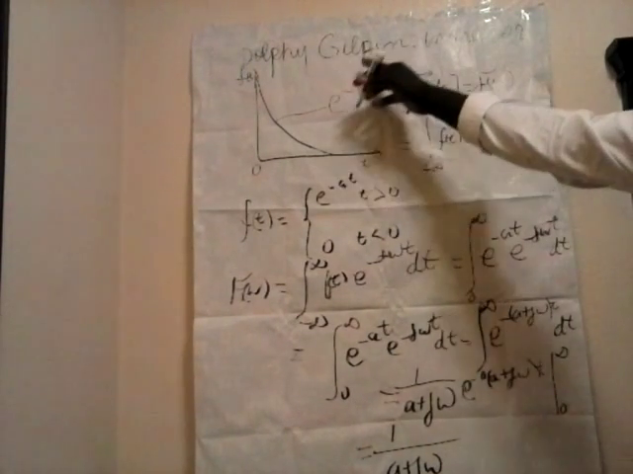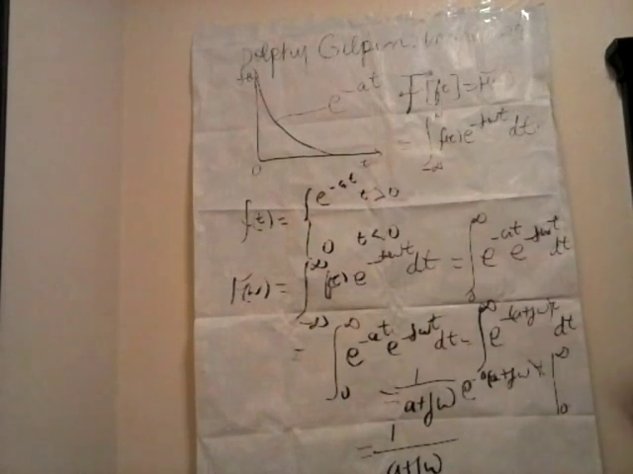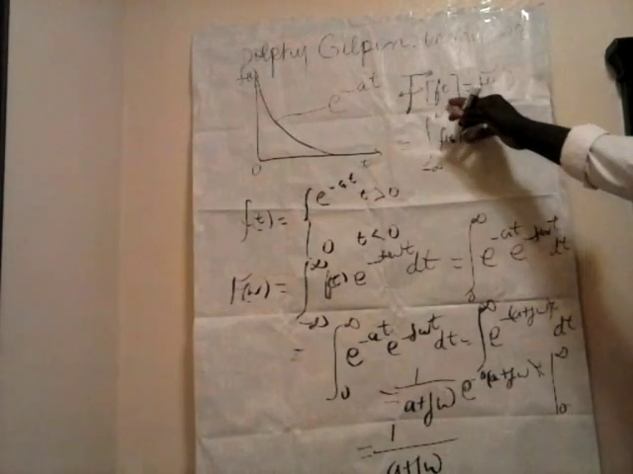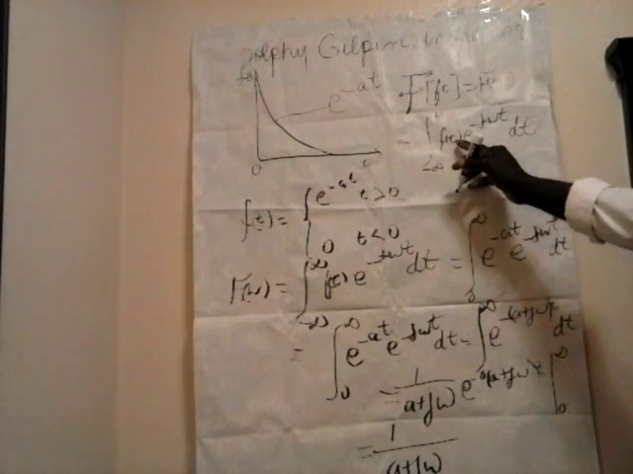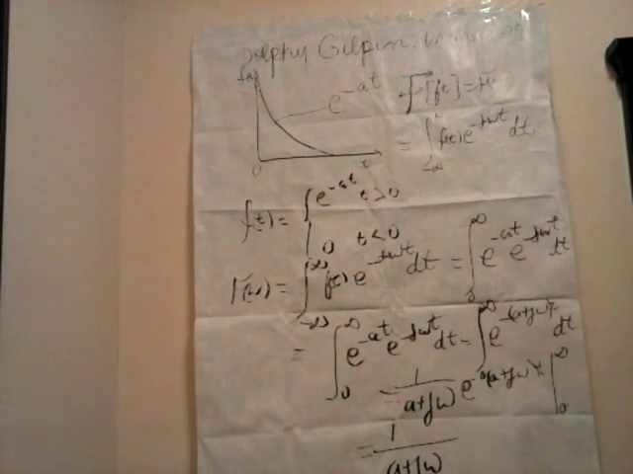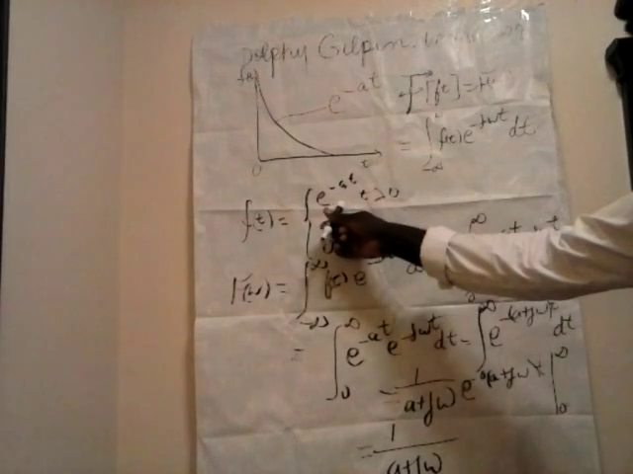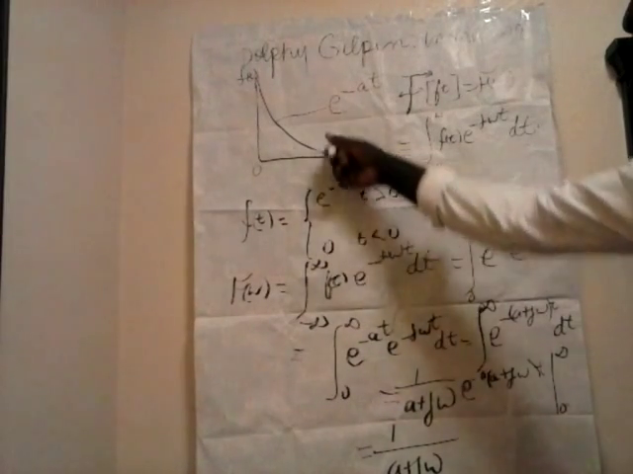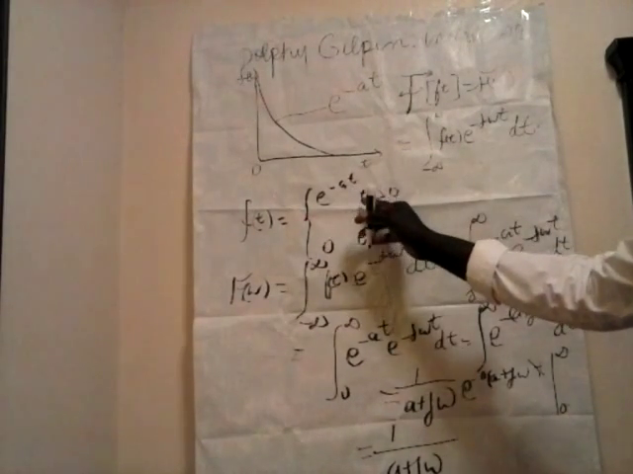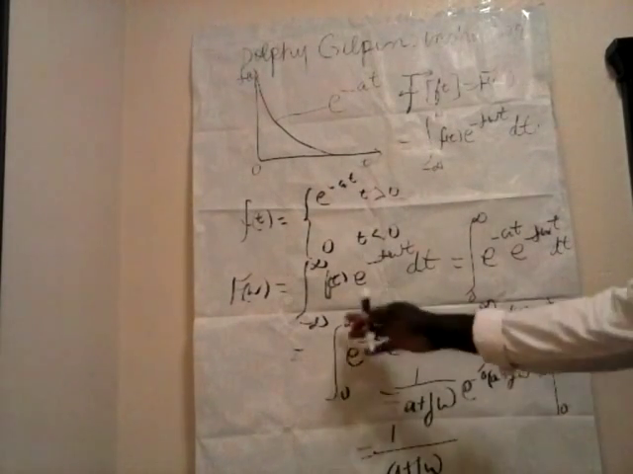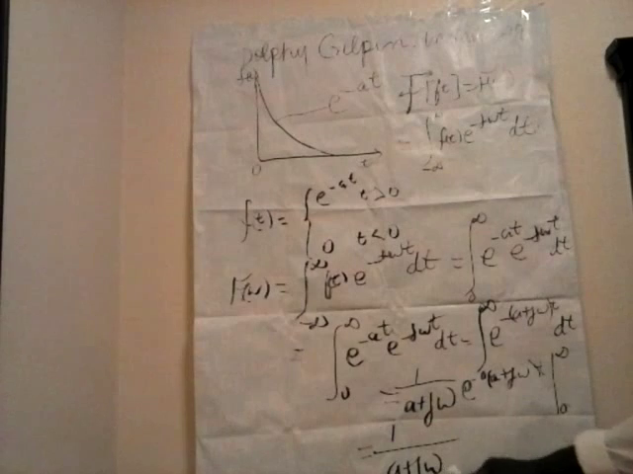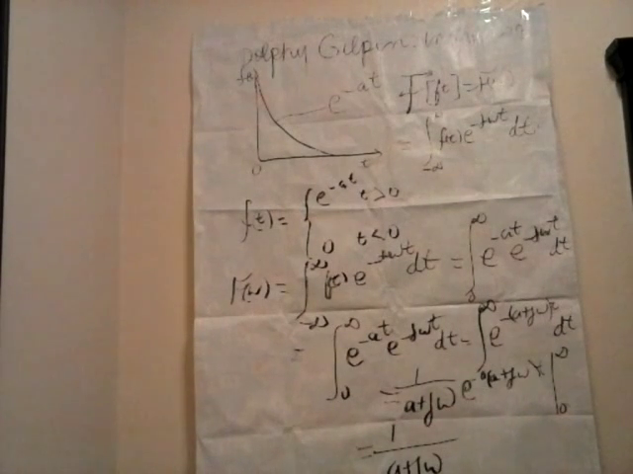We wished to find the Fourier transform of e to the minus at. That's the Fourier transform of f of t equals F of omega, equals the integral from minus infinity to infinity of f of t e to the minus j omega t dt. And we're given this condition for the function, e to the minus at for t greater than 0, and 0 for t less than 0. We do our integration and it comes out to 1 over a plus j omega.